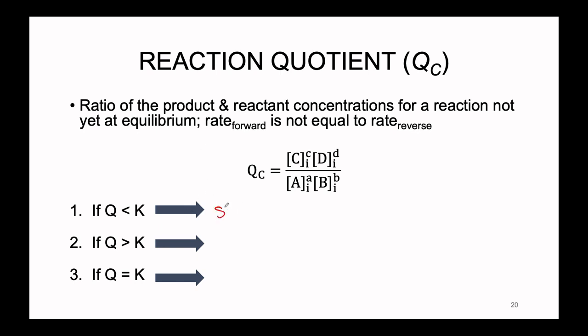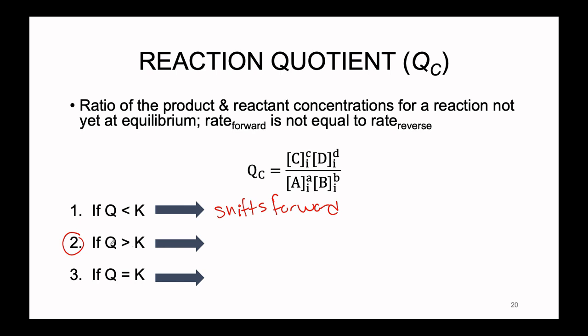So in our first scenario, to rewrite this for the sake of comparison, the reaction shifts forward. In our second situation, what does it mean when your Q, your reaction quotient, is greater than K?